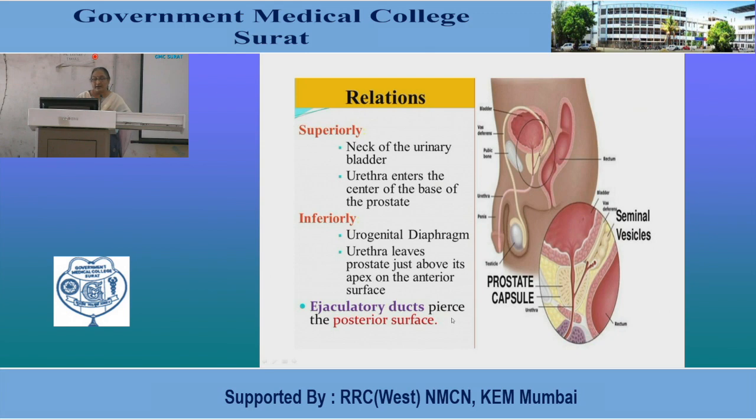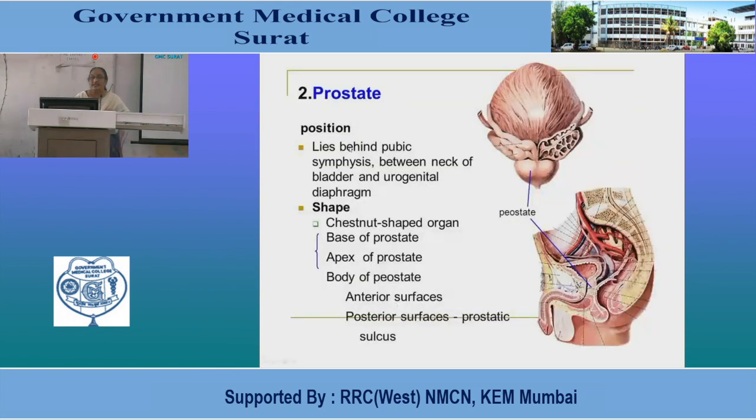The ejaculatory ducts, we'll do it later on, which pierce the posterior surface of the prostate gland. Now, prostate position, as I told you, lies behind the lower part of the pubic symphysis between the nape of the bladder and the urogenital diaphragm. Shape of the prostate gland: a chestnut shaped organ, with the base of the prostate, the apex of the prostate, body of the prostate, anterior, posterior and infralateral surfaces, here with the prostatic sulcus.